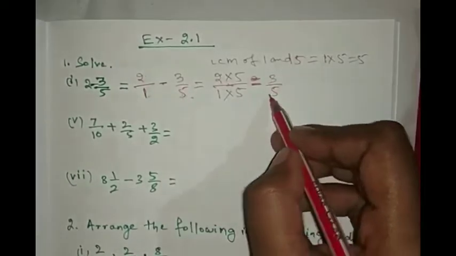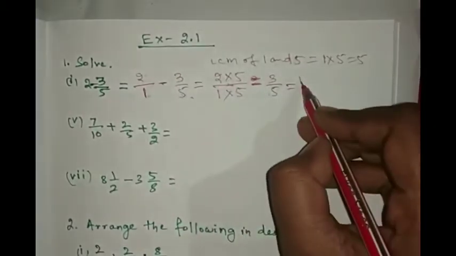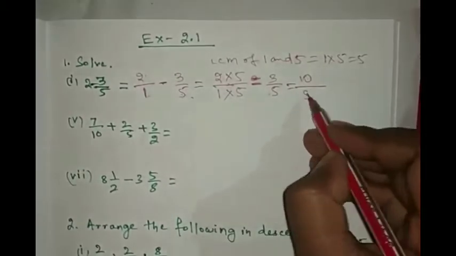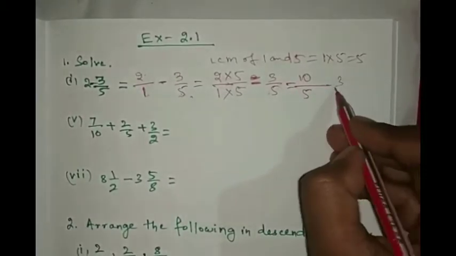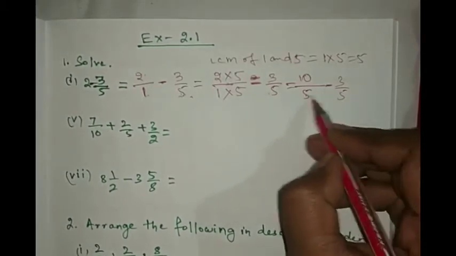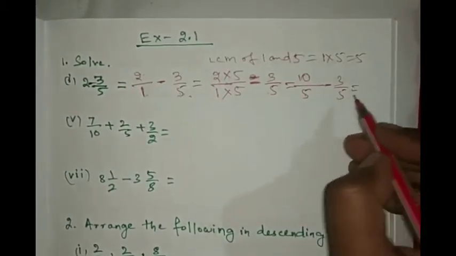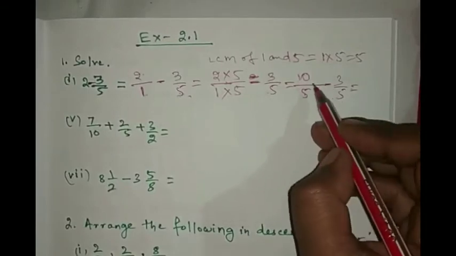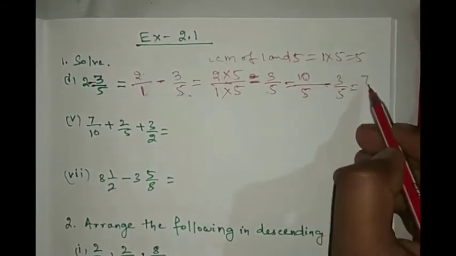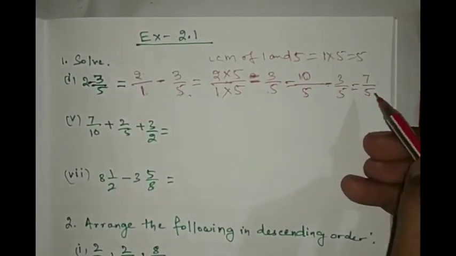Already 5 is there. So 2 into 5 equal to 10, 1 into 5 equal to 5, minus 3 by 5. Now both have the same denominator. So we'll subtract, 10 minus 3 equal to 7 by 5.